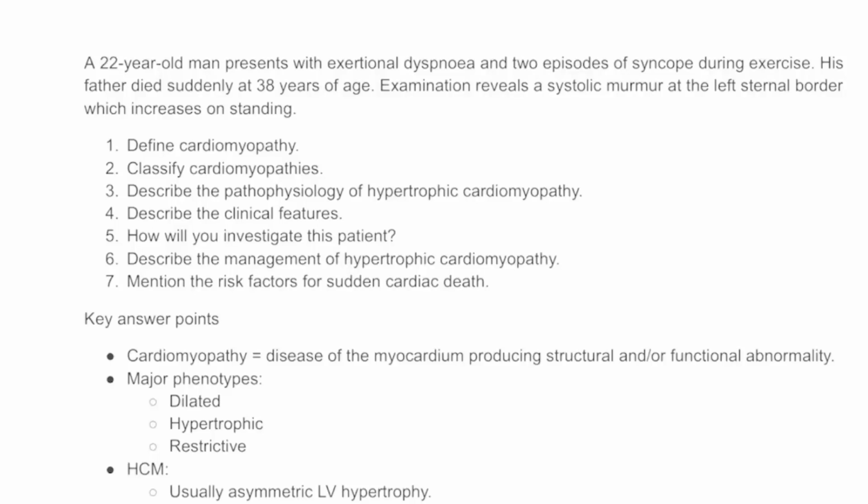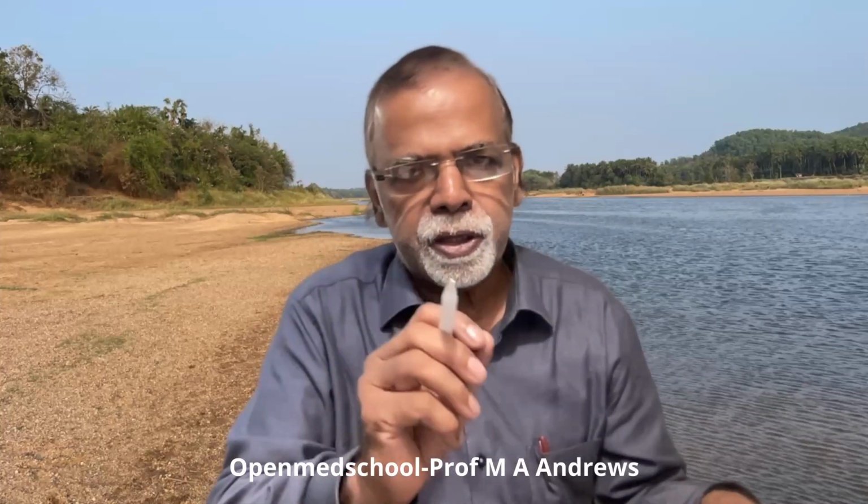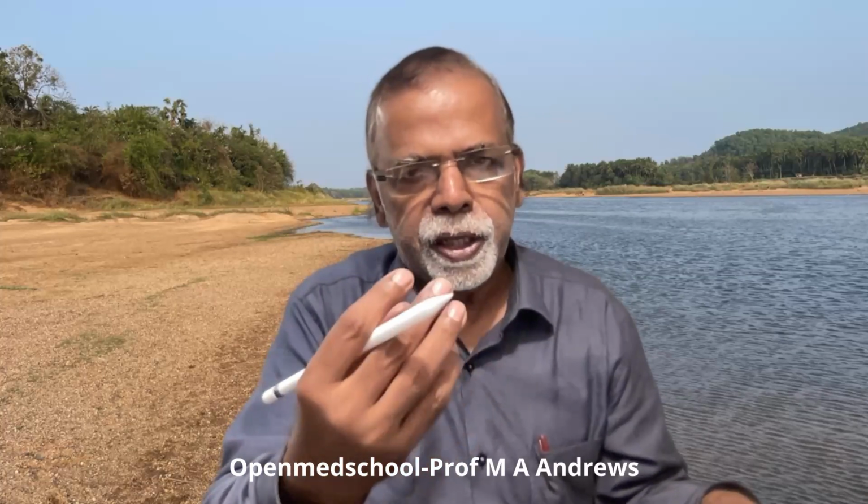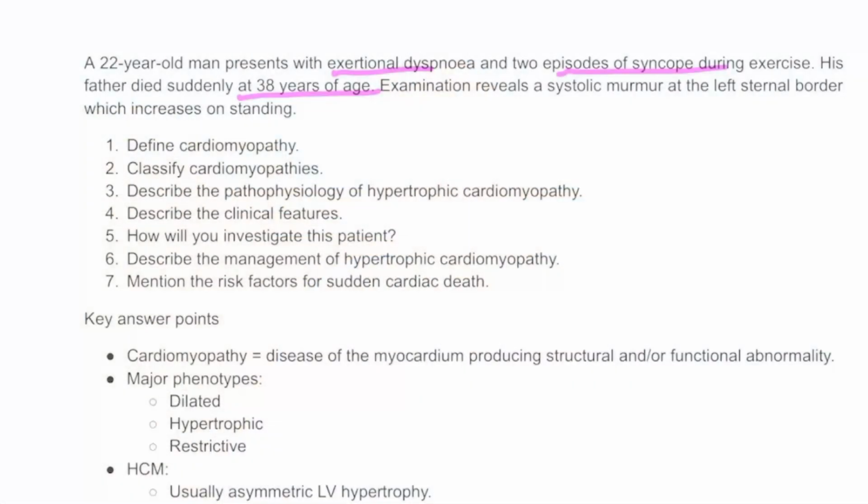So this is a 22-year-old man presenting with exertional dyspnea and 2 episodes of syncope during exercise. His father died suddenly at 38 years of age. From this history itself, you should remember that anybody developing exertional symptoms with a family history of sudden death, you should always consider the possibility of hypertrophic cardiomyopathy. So there is a strong family history there.